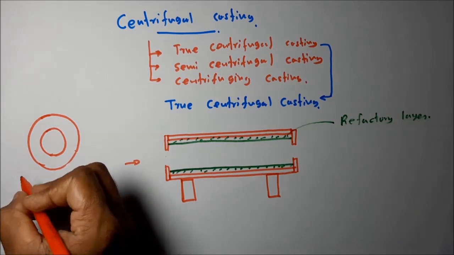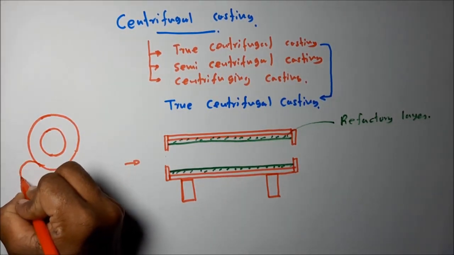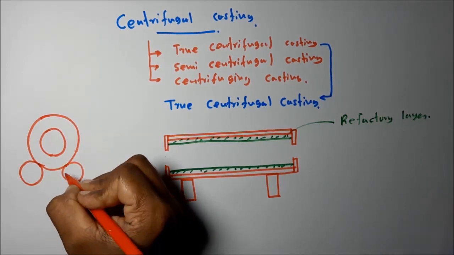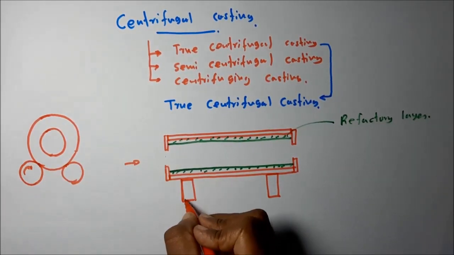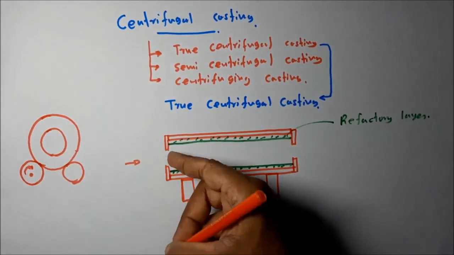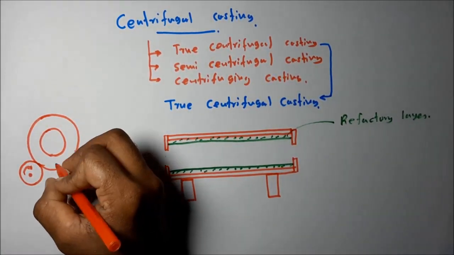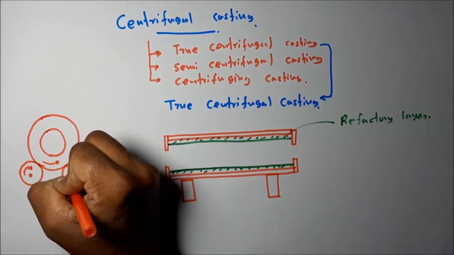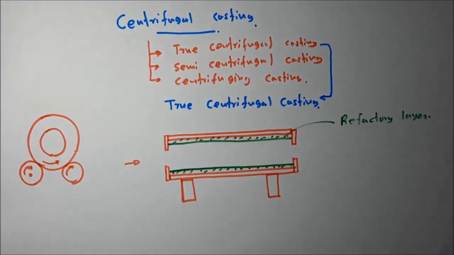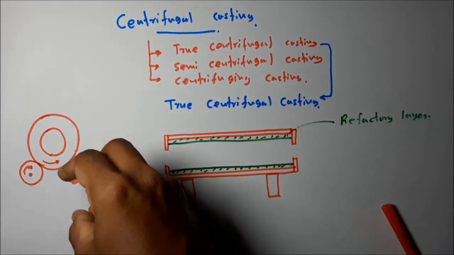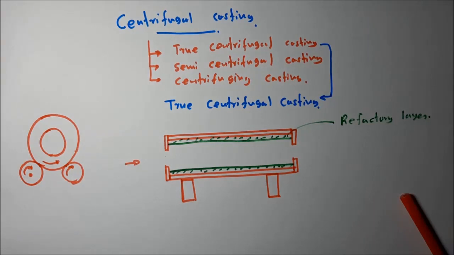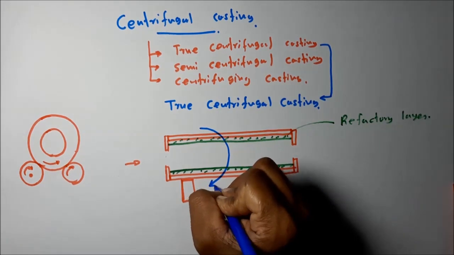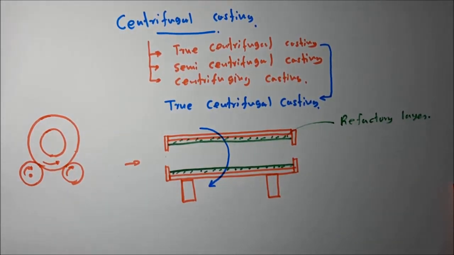Then this is mounted on the rotating rollers, drive rollers. This is rotating in this direction. On the inner left side there's also another roller. While this one rotates in this direction, this one also rotates in this direction with the same speed. So this mold can rotate at a certain velocity.